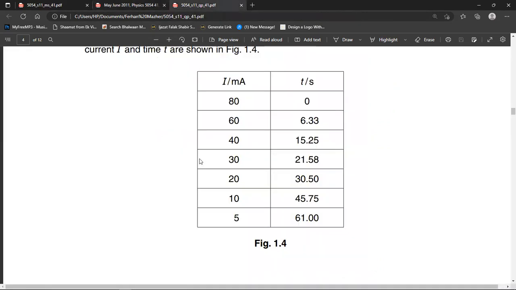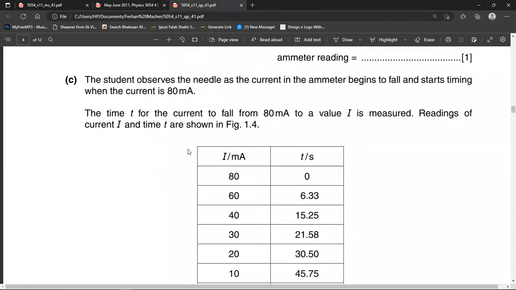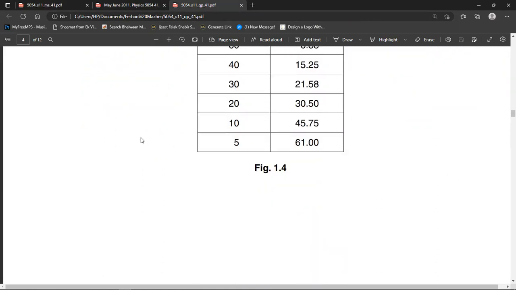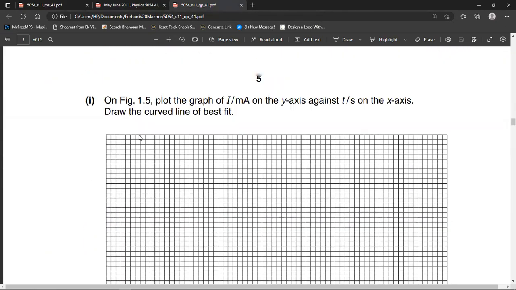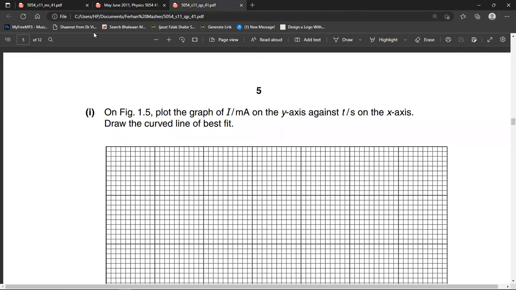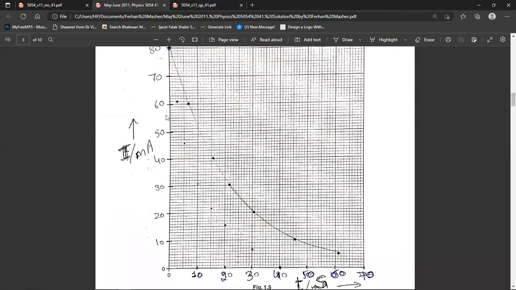So then after putting the dots and labeling the axes, you will have to draw the curved line of best fit. So I will try to draw it. Let me show you. Okay, so I tried to draw a line of best fit. This is the curve of best fit. Just ignore these dots. Okay, so this is that line of best fit.